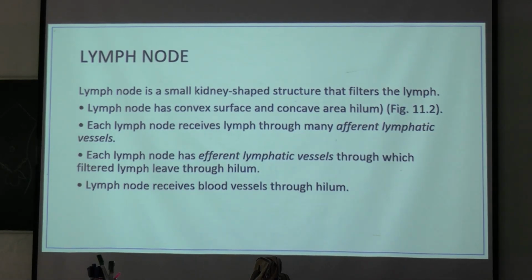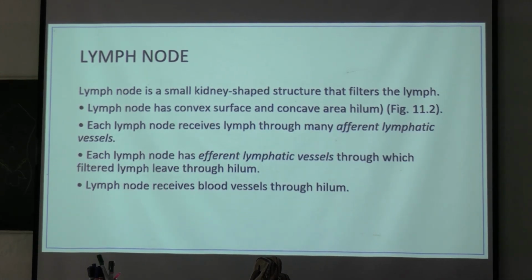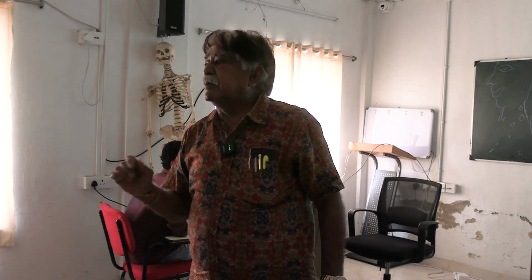Just see the vessels going through the hilum. And you all finish abdomen. Abdomen is done, the inguinal region is done. How many of you have seen the lymph node in a dissected body?